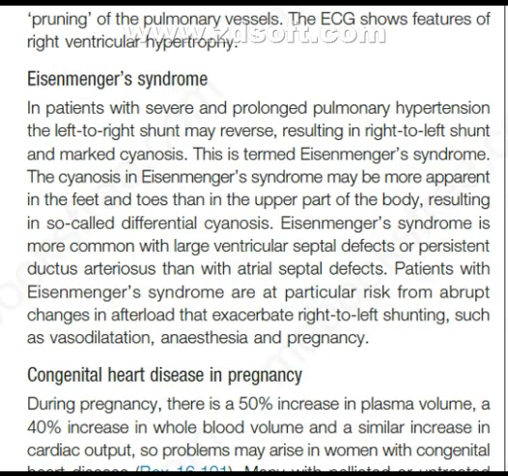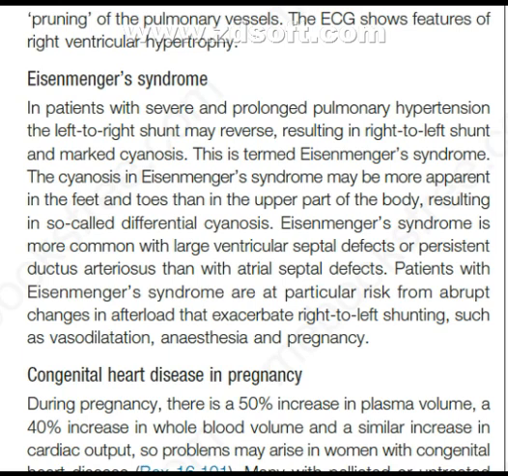Now, the Eisenmenger syndrome. In patients with severe and prolonged pulmonary hypertension, the left-to-right shunt may reverse, resulting in right-to-left shunt and marked cyanosis. This is termed Eisenmenger syndrome. The cyanosis in Eisenmenger syndrome may be more apparent in the feet and toes than in the upper part of the body, resulting in so-called differential cyanosis.